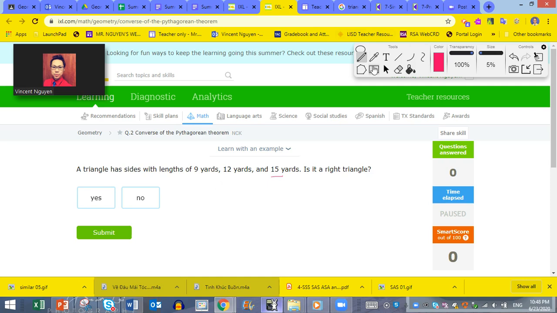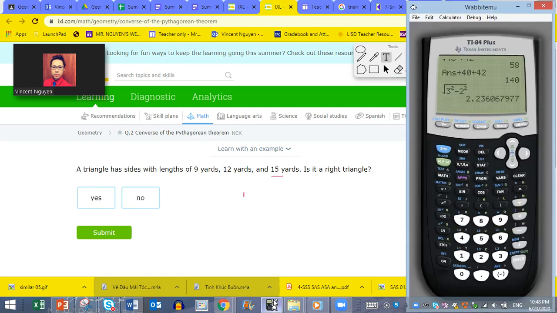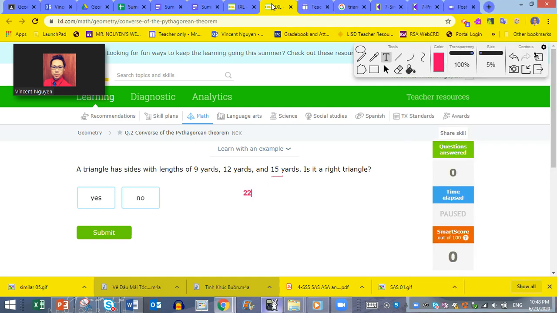So what you're going to do is your a squared plus b squared, right? So you're going to do 9 squared plus 12 squared. And then we're going to get an answer, and our answer is 225. So you go back over here and you say, okay, it's 225.